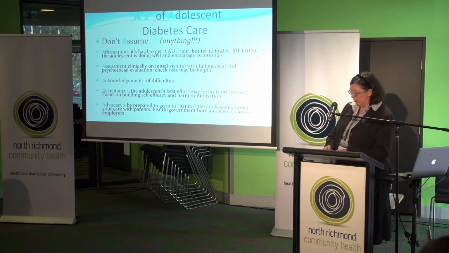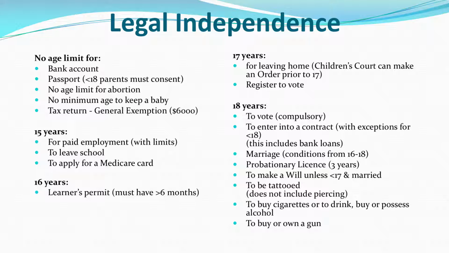And I think, preaching to the converted, about advocacy and being prepared to go to bat for the adolescents under your care with parents, health, government, bureaucracies, and it was great to have a politician open the meeting this morning, schools and employers. Now, legal independence really has nothing to do with what an adolescent is actually able to cope with behaviourally and emotionally. And just because they're 18 doesn't mean A, they can get themselves to a dentist, B, they are able to pay for it or know how to pay for it, how they use their Medicare card, etc.